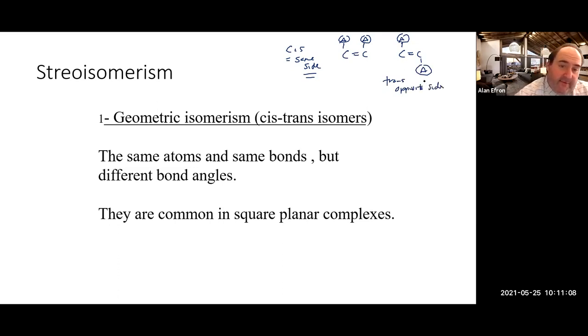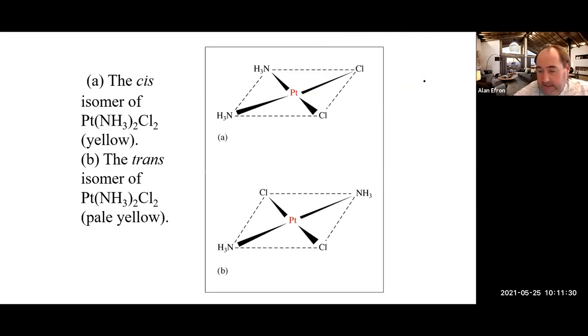In organic chemistry, with those double bonds, trans means they're on the opposite sides of the double bond. In the case of complex ions, trans typically means they're on opposite sides of the plane of the molecule, while cis typically means they're on the same side of the plane of the molecule. So let's take a look at a couple of examples here. This is the cis isomer of our Pt(NH3)2Cl2.